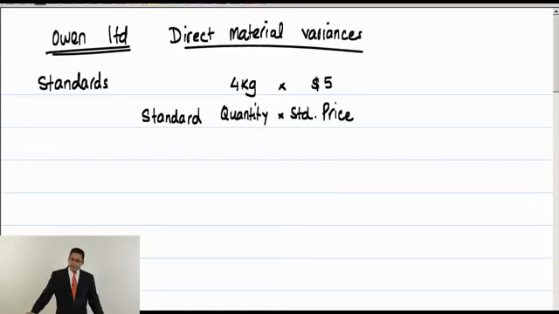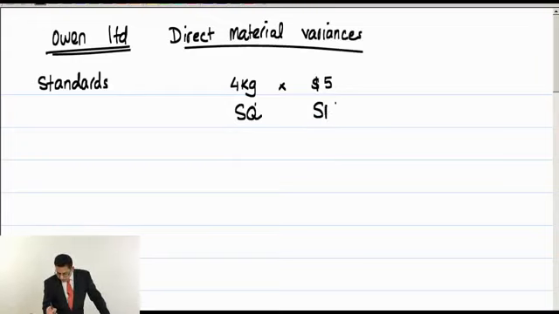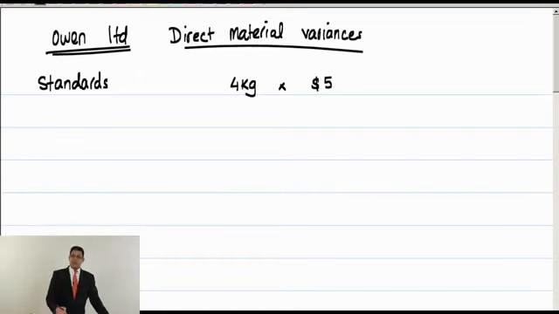Okay, and for exam purposes, to save time, rather than writing down the full version of standard quantity times standard price, we can write the short version: standard quantity, or SQ, multiplied by standard price, or SP. This is the SQ, or standard quantity, and this is the SP, or standard price, just to save time in exams, which is perfectly acceptable to the examiners.